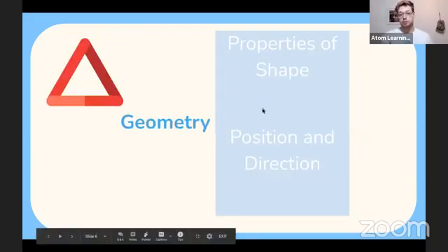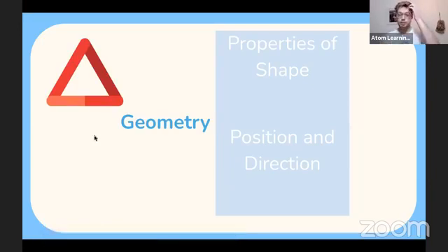So next up, we have geometry. So geometry is all about properties of shape, position, and direction. So triangles, quadrilaterals, those are your big ones that you need to worry about. And a few angle rules are important to know. So angles on a straight line are 180, angles in a quadrilateral add up to 360, all that kind of stuff. A bit of position and direction questions, so stuff like translations, reflections, all that jazz.